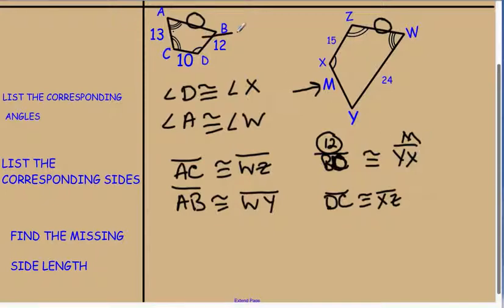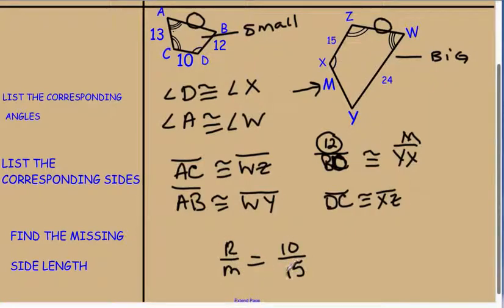And I want this to be my small figure and this to be my big figure. So if I was to use my corresponding sides, I would have 12 over m for one of my ratios. 12 over m. And then I'm going to set that equal to any one of these other corresponding sides. It doesn't matter. I'll pick this one. DC was 10 over XZ, which is 15.